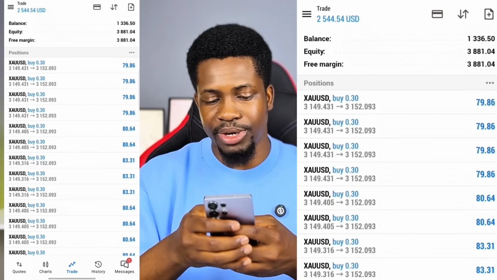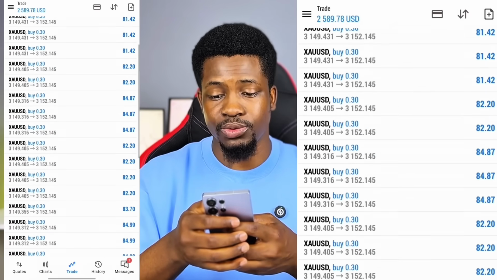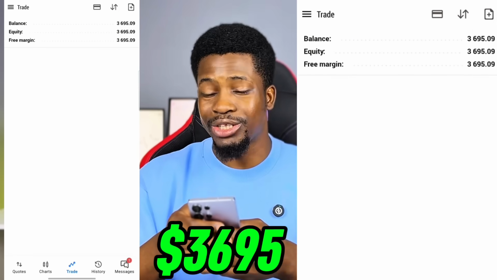Guys, remember, you don't have to use a lot of trades like this. You also don't have to use unlimited leverage, right? But then we've hit a target. So let's just leave this trade. Let's just close this. Boom. So we're running about 3.6k.